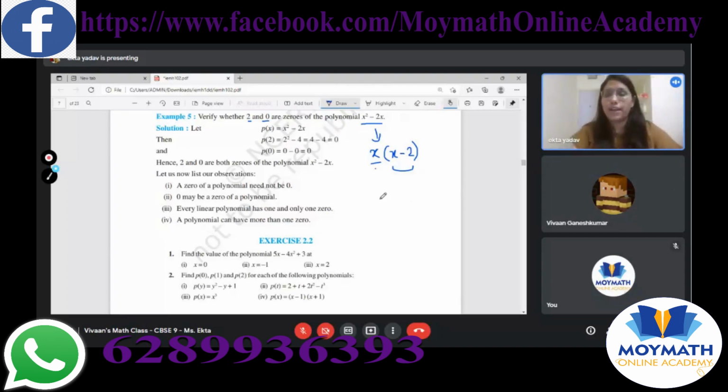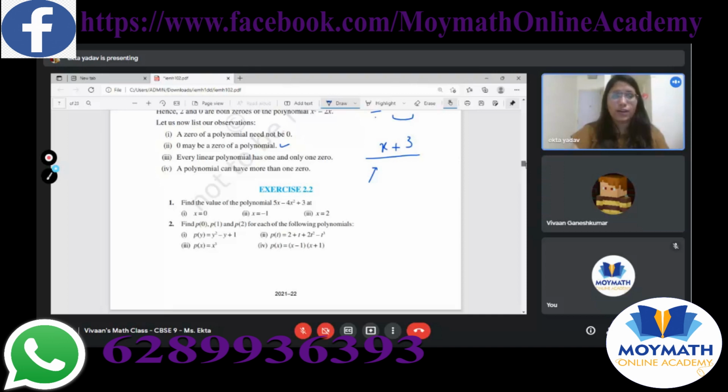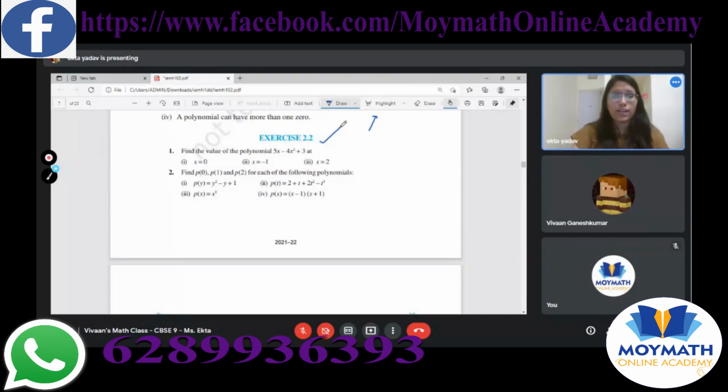For example, if I write x plus 3 and this is my polynomial, then if you put 0 in place of x, that is not the zero of the polynomial, right? So this is what the second point talks about. Every linear polynomial has one and only one zero. And what is the formula of that zero? Minus b by a. Right? Okay.